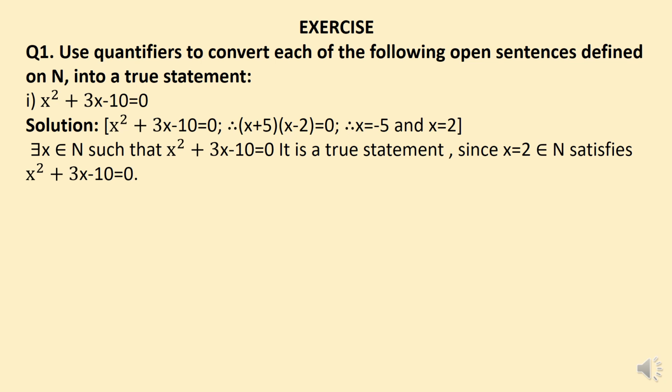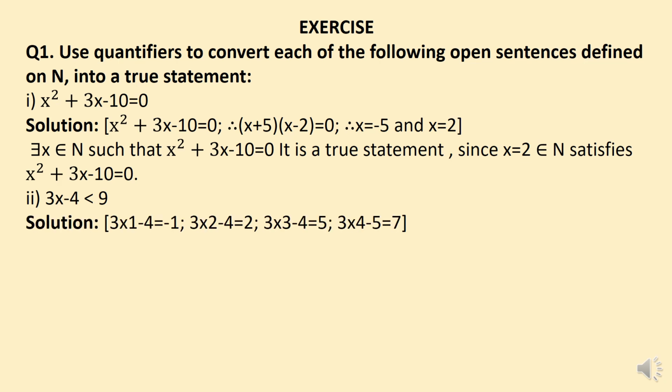Let us go to the second sum now. 3x minus 4 less than 9. Now again in your mind, just think whether all natural numbers satisfy this particular condition. Obviously no. Only some of the natural numbers satisfy the particular condition.